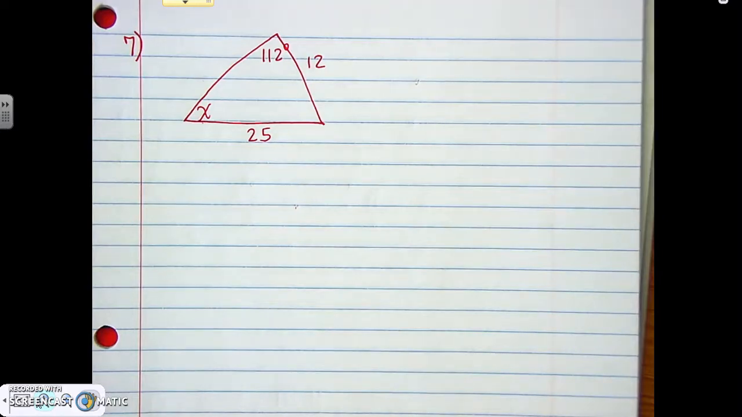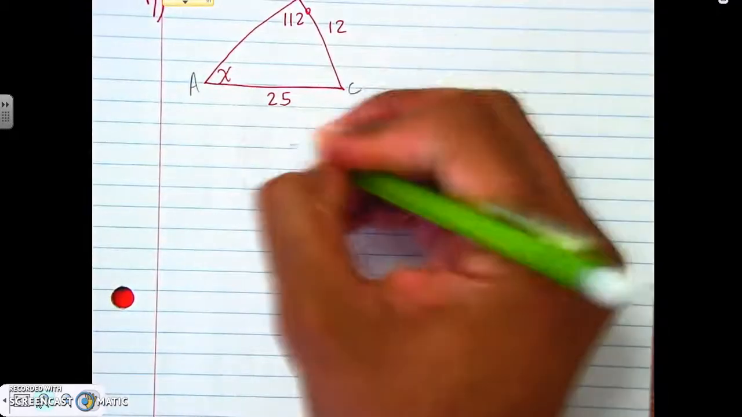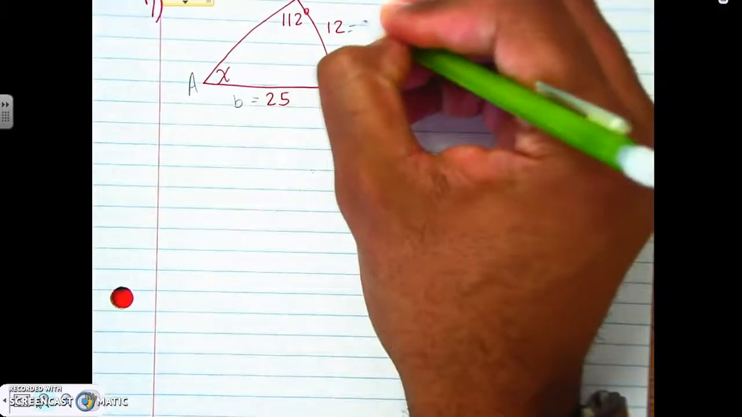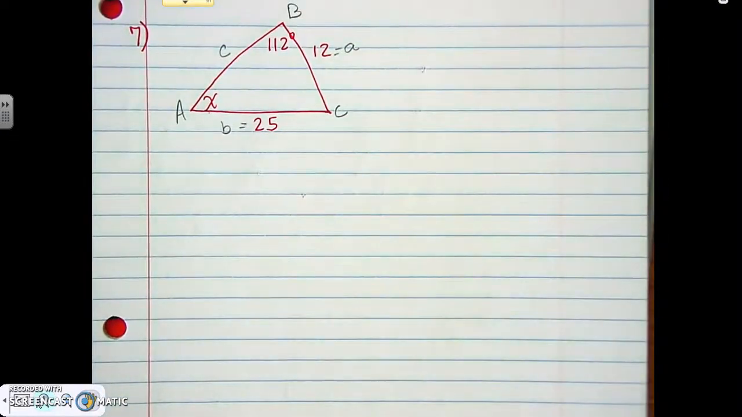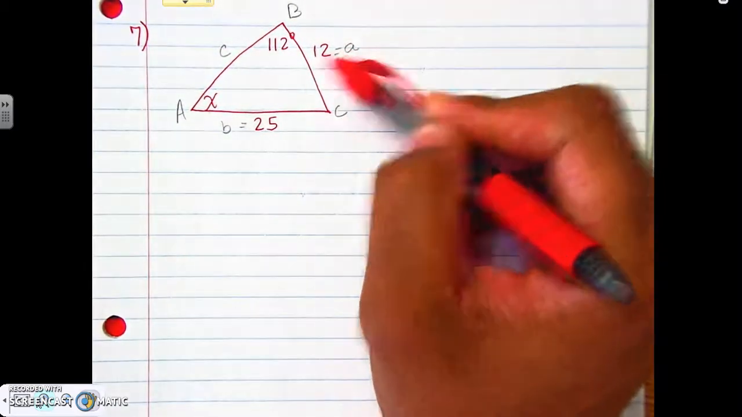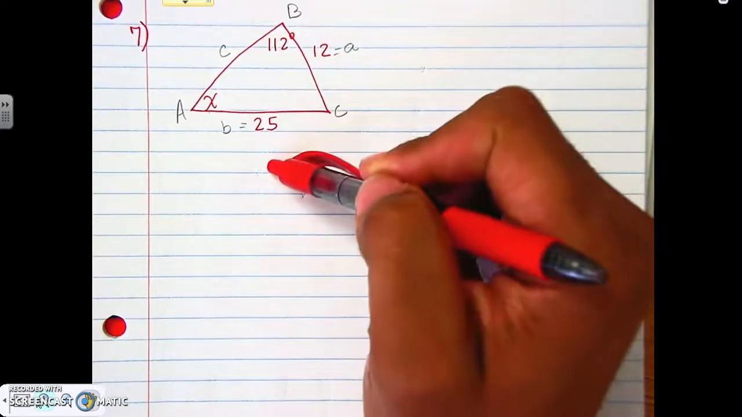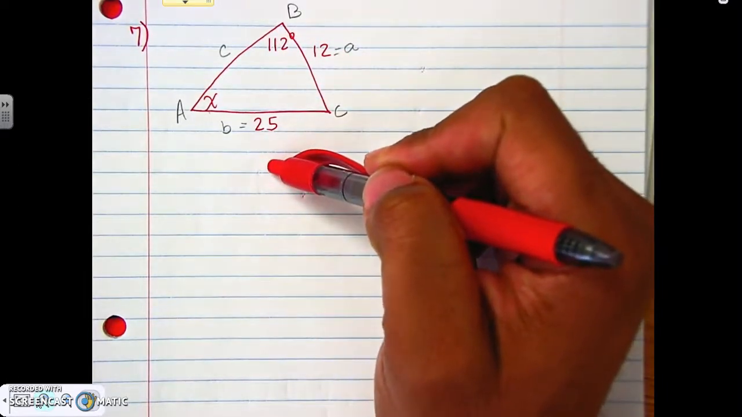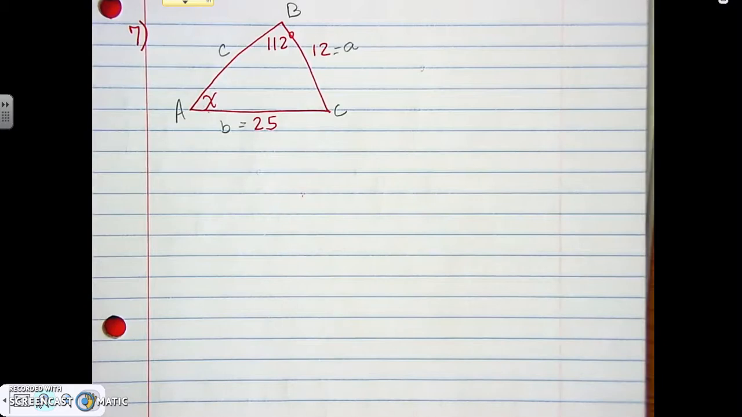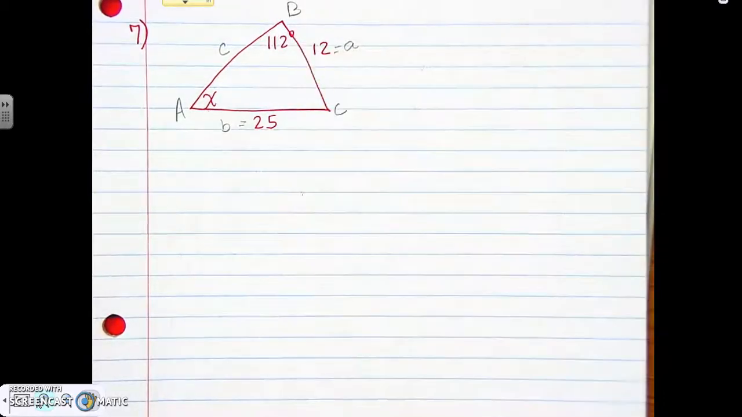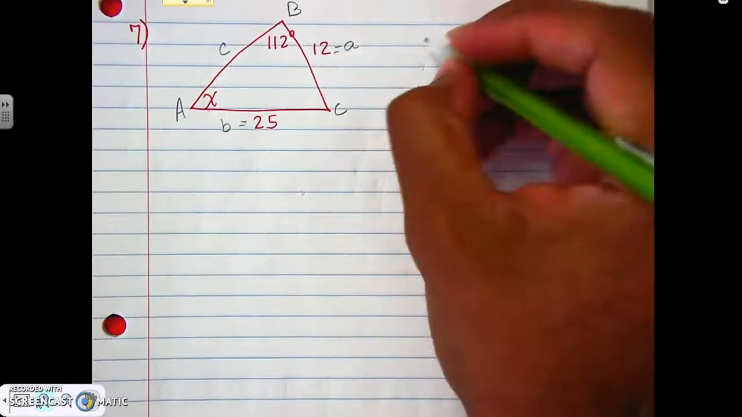So let's put letters on here really quickly. Let's say A, B, C. This is side B, this is side A, and this is side C. They gave us side A, angle B, and side B. Do any letters match up at all? Any 2 A's or any 2 B's or any 2 C's? Yes, there are 2 B's there, a lowercase b and a capital B. Because of that, we use the law of sines.